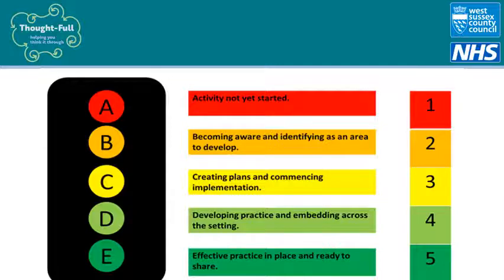So for this particular question, if you didn't have a named senior mental health lead and you haven't started to think about that role, you would likely mark your current status as red, activity not yet started, which you would put in a score of 1. If you had perhaps written a job description for the role but had not yet appointed someone within the school to carry it out, then you might mark your school with a score of 2, which would come up as orange. If maybe you had appointed a senior mental health lead and they were just beginning to develop their role, you might decide you are currently at a 3, yellow.